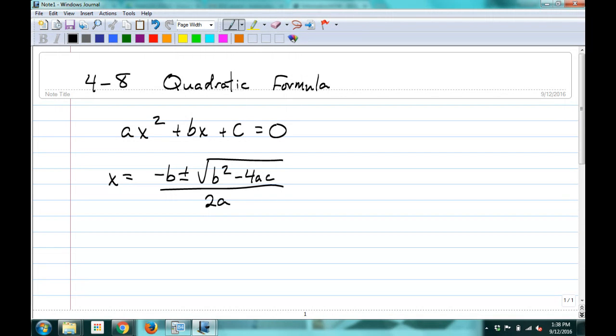Complete the square works every time. Factoring doesn't work every time. So this will even give us answers on the problems that won't factor or the problems that will factor, okay? So inside of that quadratic formula, there's this very important piece right there. That's called the discriminant.